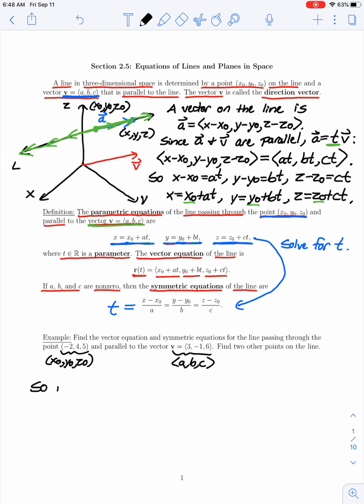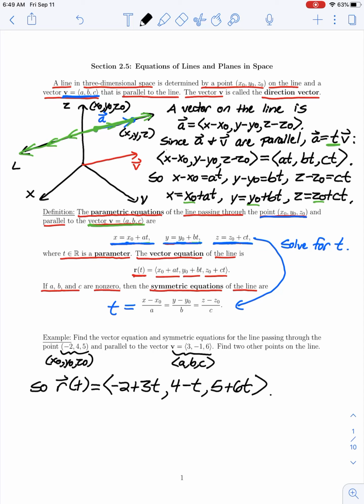If we want the vector equation for our line, we're looking at the vector r of t, whose first component would be x naught, which is negative 2, plus a, which was 3 times t. Our second component would be y naught, which is 4, plus b, which was negative 1 times t. And our third component would be z naught, which was 5, plus c, which is 6 times t. So this would be our vector equation.